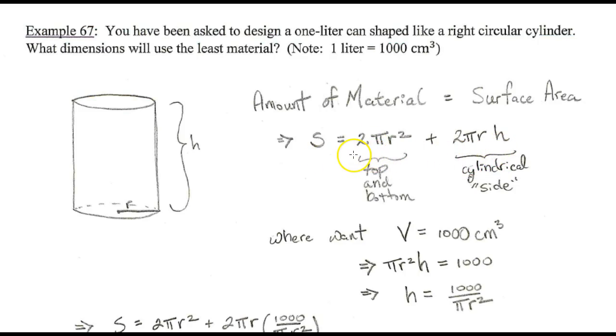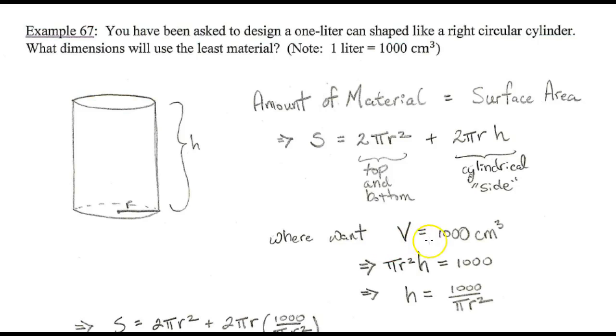Now notice that it's a function of two unknown variables, r and h. Because we're in Calc 1, we're not working with functions of more than one variable, so we would like to figure out what r is in terms of h, or h in terms of r, and plug it back in so we only have a function of one variable. So how do we do that?